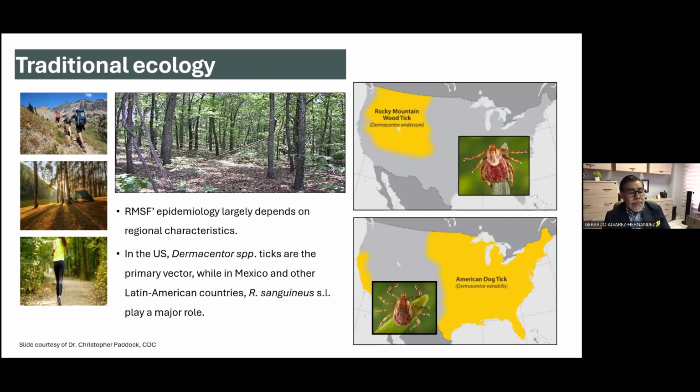Ecologically speaking, we can agree that RMSF epidemiology largely depends on regional characteristics. For instance, in the US, the Dermacentor species ticks are the main vector, while in Mexico and other Latin American countries, in South America particularly, Rhipicephalus sanguineus sensu lato play a major role.